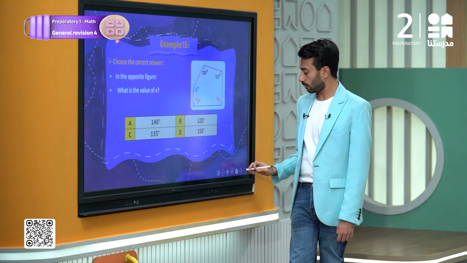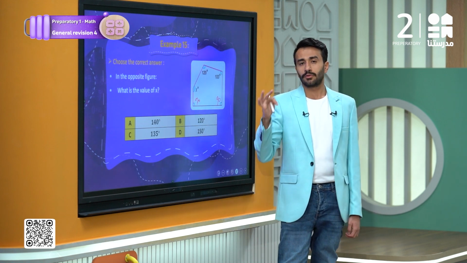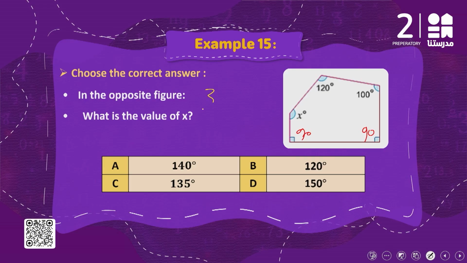Then to find the sum of all of the angles here, they are 5, so you can draw 3 triangles inside. 3 times 180 is equal to 540. Add all of these values, 90 and 90, which is 180, plus 120, this is 300, plus 100, this is 400. Take 400 from 540, it will be for sure 140.